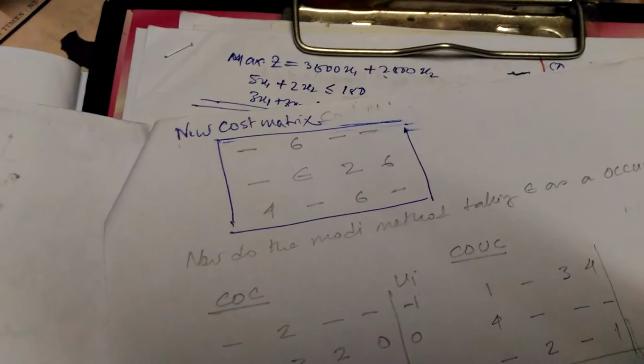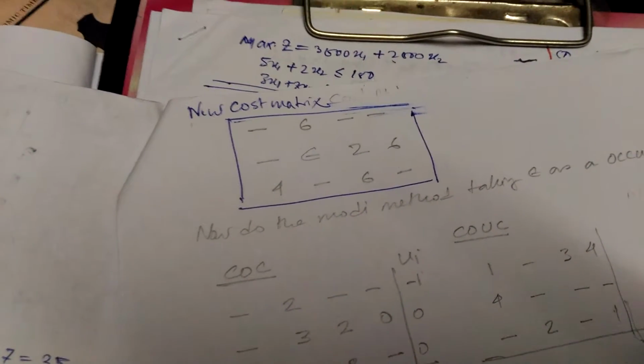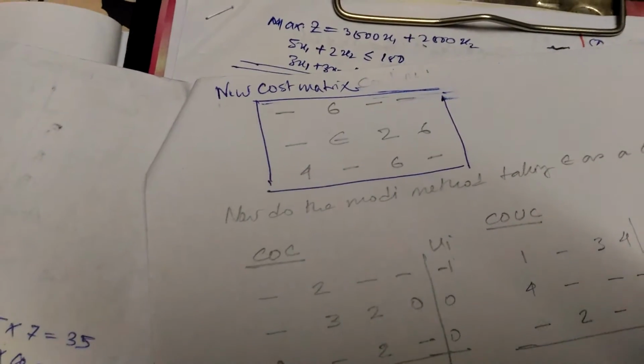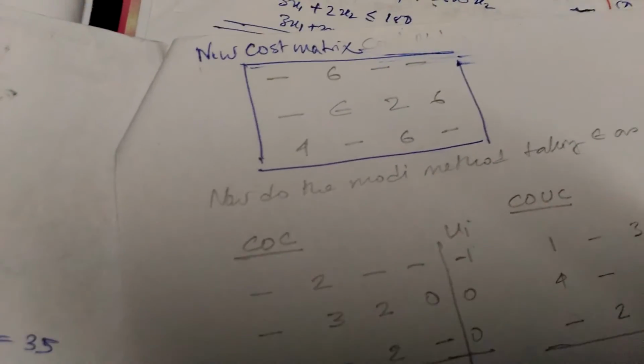Now to solve degeneracy, we have put epsilon in any of the unoccupied cells. So this is now my new cost matrix. Now we have to conduct the Modi method.